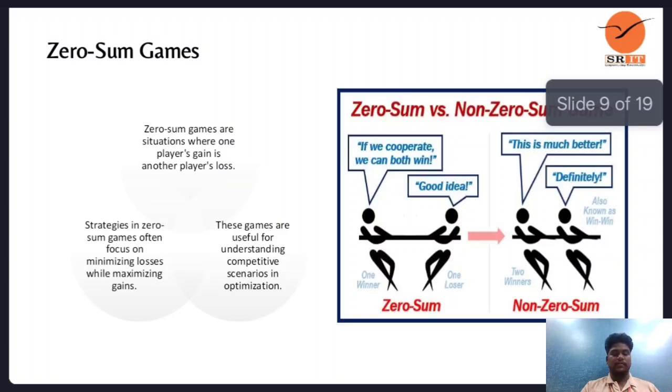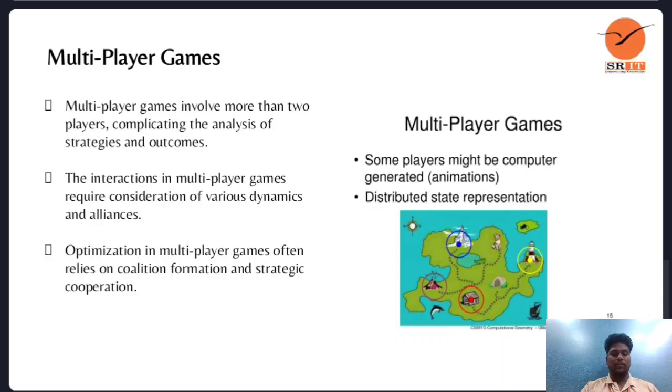Coming to the next slide. Multiplayer games. Multiplayer games involve more than two players, complicating the analysis of strategy and outcomes. The interactions in multiplayer games require consideration of variations and dynamics in analysis. Optimization in multiplayer games often relies on coalition formation and strategic cooperation. Some players might be computer generated, with distributed state representation.